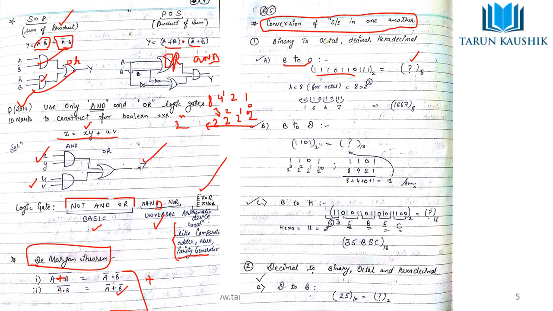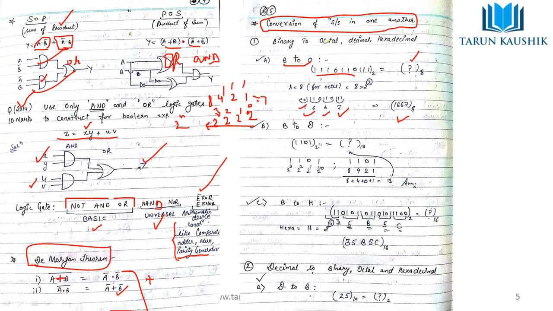So if this is 1, this is 1, this is 1: 4 into 1 is 4, 2 into 1 is 2, 1 into 1 is 1. So 4 plus 2 plus 1 comes out to be 7. So that's why I have written it here as 7, then it corresponds to 6, it corresponds to 6, and it corresponds to 1. So the answer in the octal form is 1667.